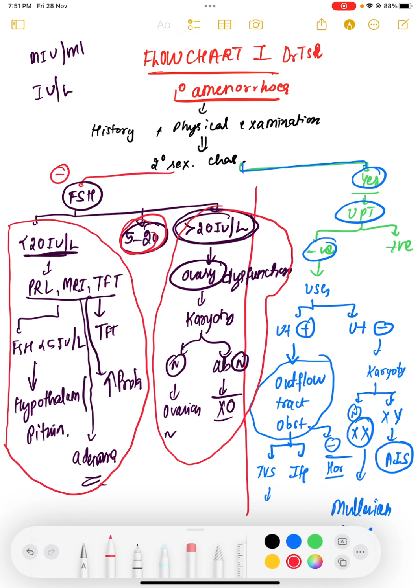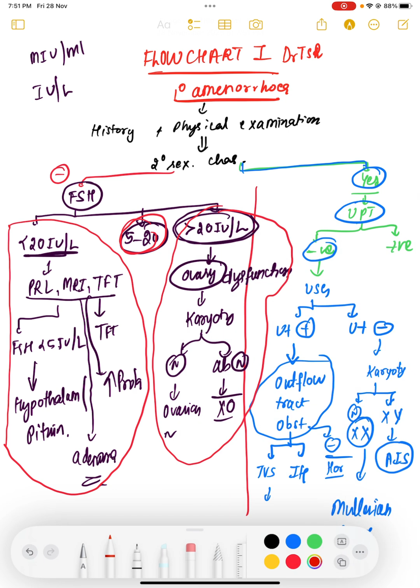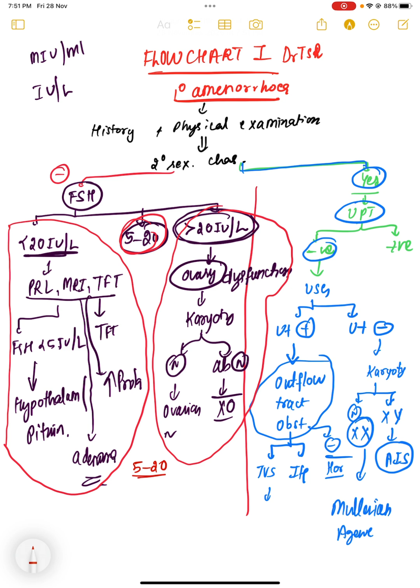If the FSH is between 5 to 20, check whether virilization is present or not. If the virilization is present, you think of testosterone and dihydroepiandrosterone sulfate. You check testosterone and dihydroepiandrosterone sulfate. If the virilization is absent, then you check for bone growth, whether the bone growth is normal or abnormal.